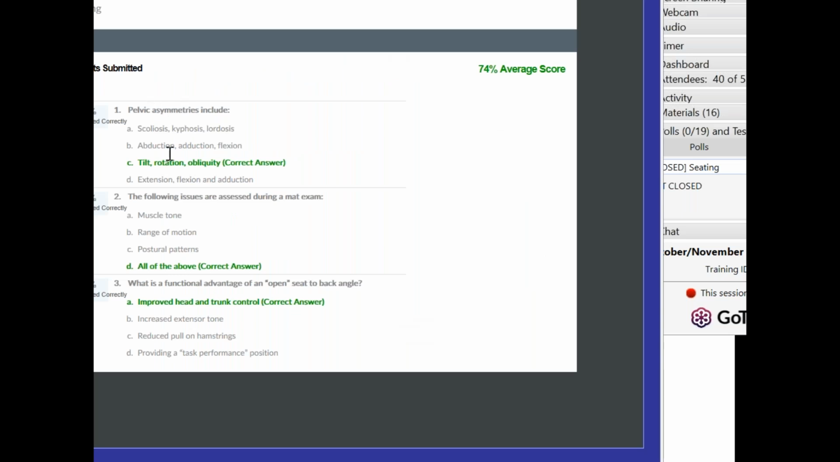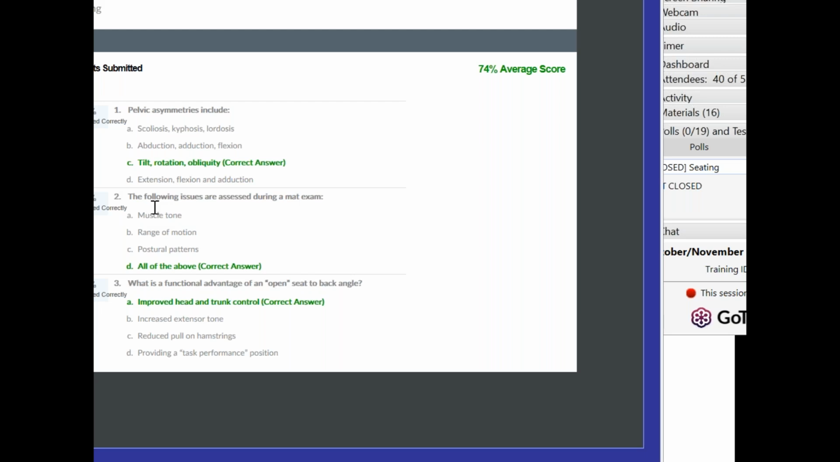Pelvic asymmetries, so tilt, rotation, obliquity. So a pelvic asymmetry would not include the spine, adduction, abduction, and flexion, which is just the thighs. So pelvic asymmetry, see how it's doing the pelvis here? Extension, flexion, adduction are also the lowers. So going back to what it's asking, an asymmetry of the pelvis is just going to be C.